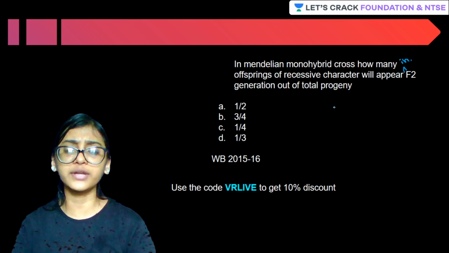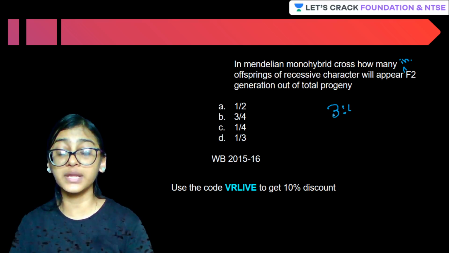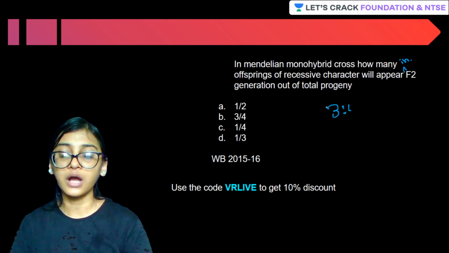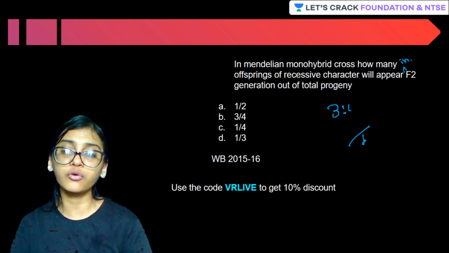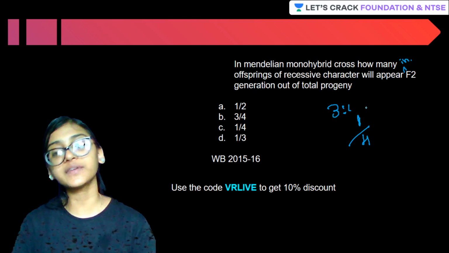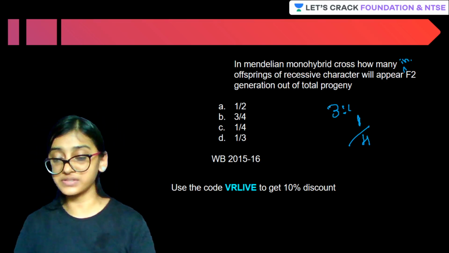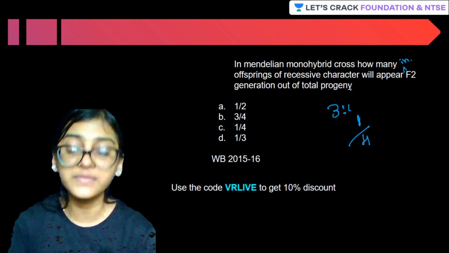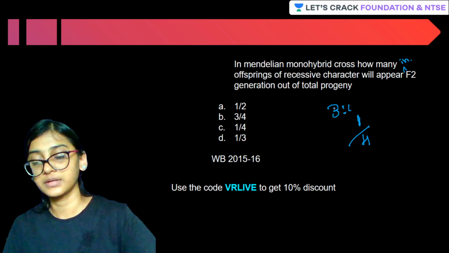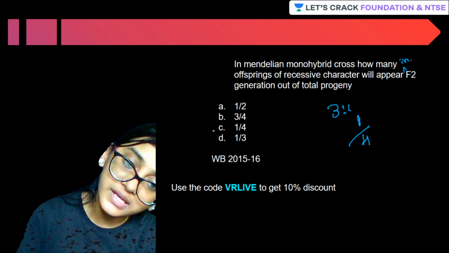When I say monohybrid, you are able to make out in your mind that 3:1 is the phenotypic ratio. So out of 4, only one is having the dwarf character, the recessive character. The rest, 75%, the rest of the 3 would be having the dominant character, right? They show the dominant character. So the answer is very simple once again, that is C.